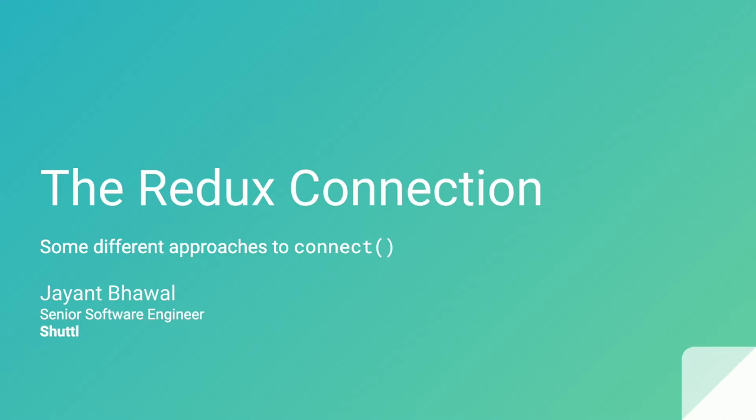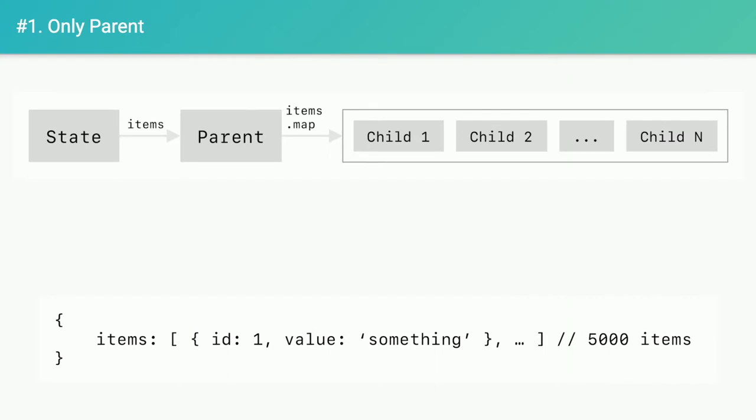And today I'm going to talk about a few different approaches to connect your components to the Redux state. Primarily, the components are going to be in this manner. There's going to be a parent and it's going to have multiple children inside it, basically to render a list, right? One note: this is not going to have a lot of technical details in the interest of time. So I'm going to show you how the state looks like initially.